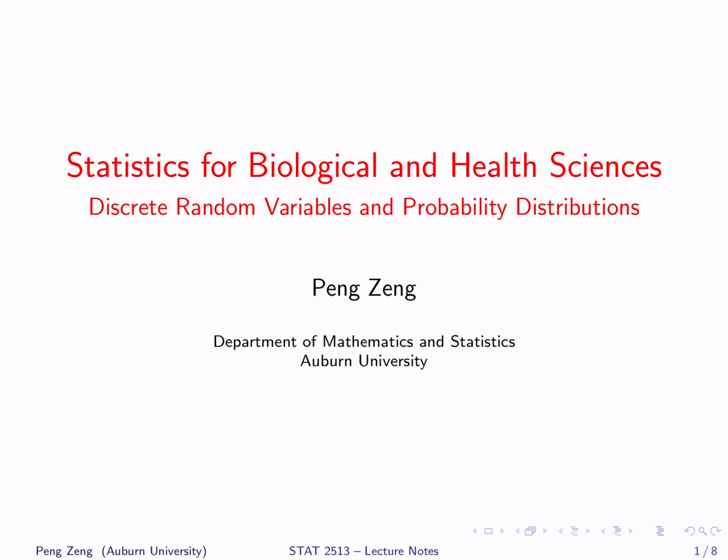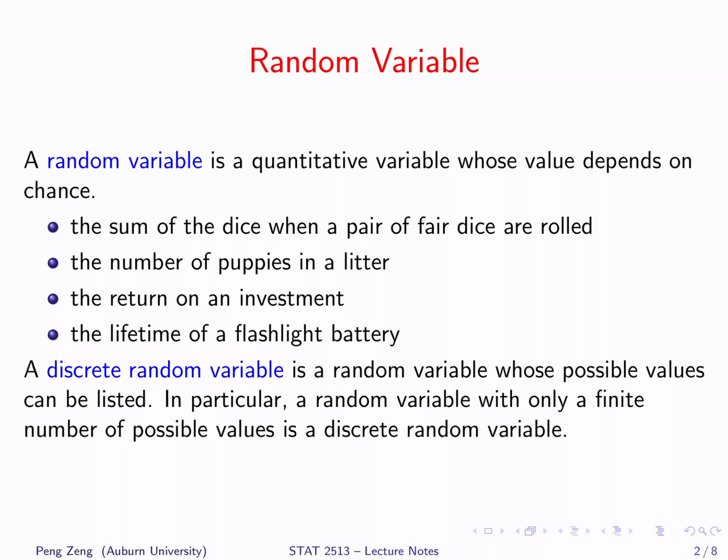This class discusses discrete random variables and some related concepts. A random variable is a quantitative variable whose value depends on chance. For example, roll a pair of dice. The sum of the dice is a random variable. The number of puppies in a litter is also a random variable. Other examples include the return on an investment and the lifetime of a flashlight battery.